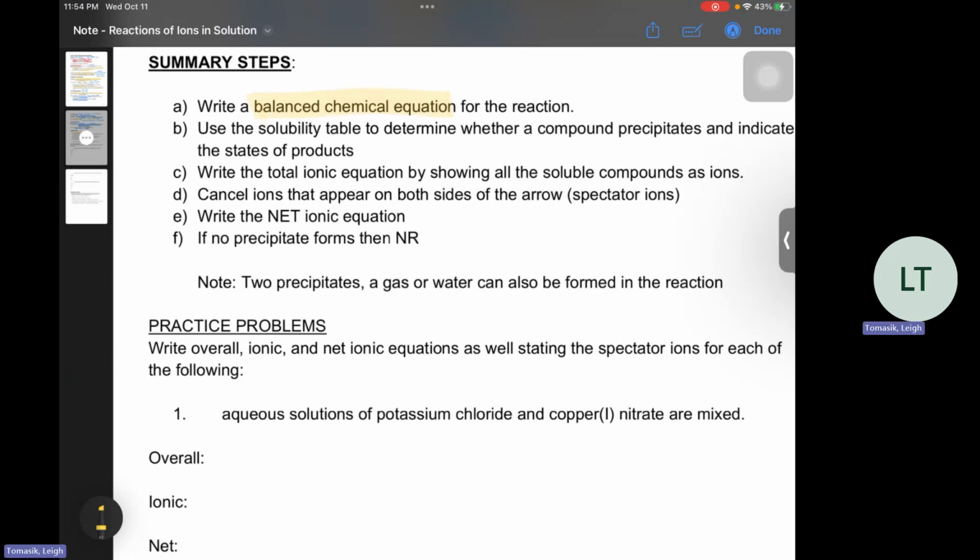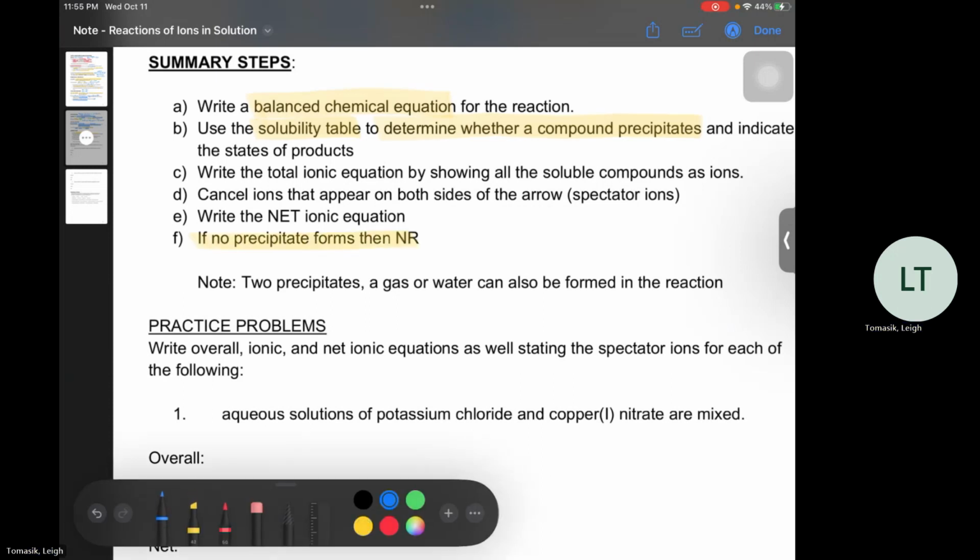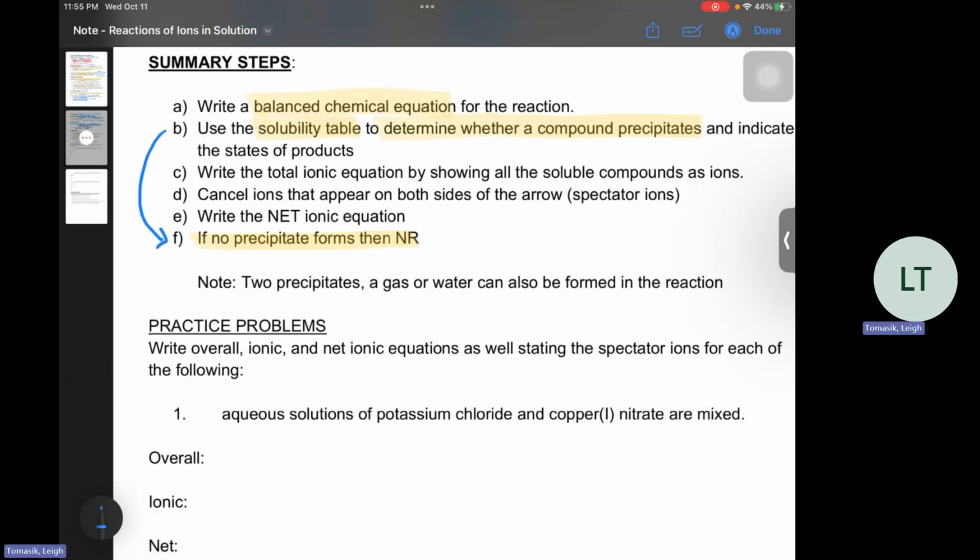Use the solubility table to determine whether a compound precipitates and indicate the states of the products. Right, if no precipitate forms, you can skip the rest of the steps and write NR.